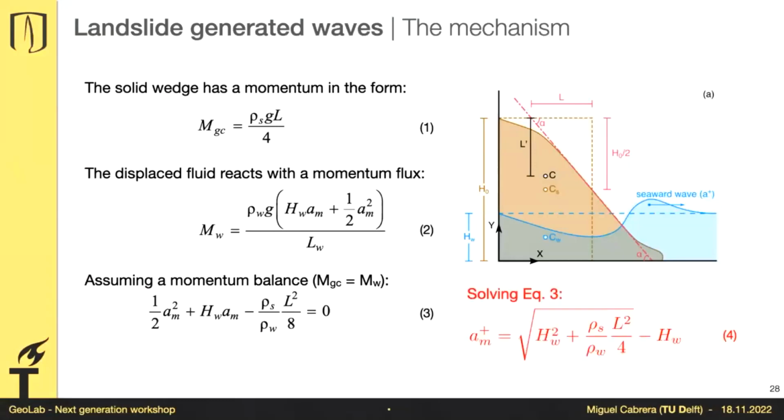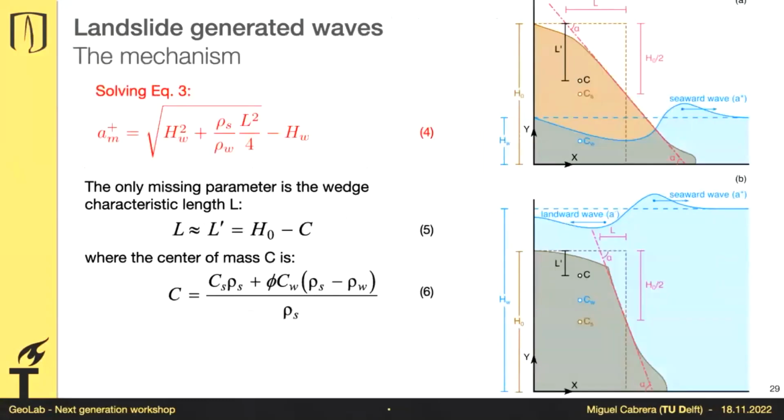This is a second order equation. We like those because we can find the roots. And the positive root, which tells us the positive wave amplitude, looks something like this. In this case, we are only left with one unknown: what is this length L?